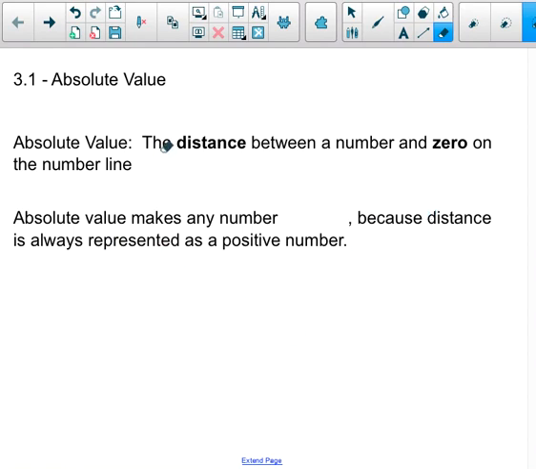And since absolute value deals with the distance between a number and 0 on the number line, we need to remember that absolute value makes numbers positive. And that's because distance is always represented as a positive number. Think about it. Your gym teacher would never tell you to go run a negative mile because you can't. It's going to be a positive distance.